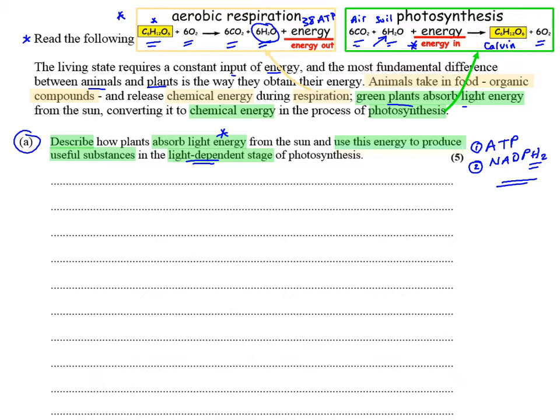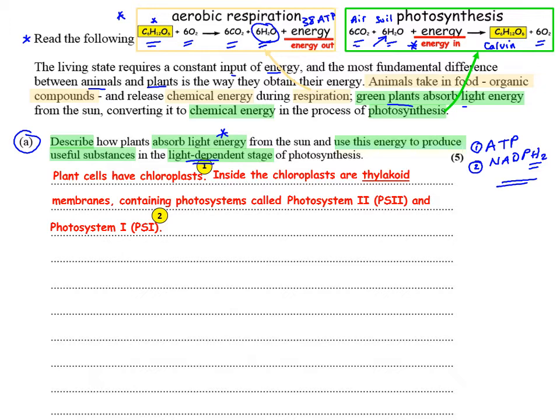So the mark scheme for this particular question then, we can just tick our way through it. First mark is, we know plant cells have chloroplasts because the question is asking us how plants absorb light energy from the sun, the first part of the question.